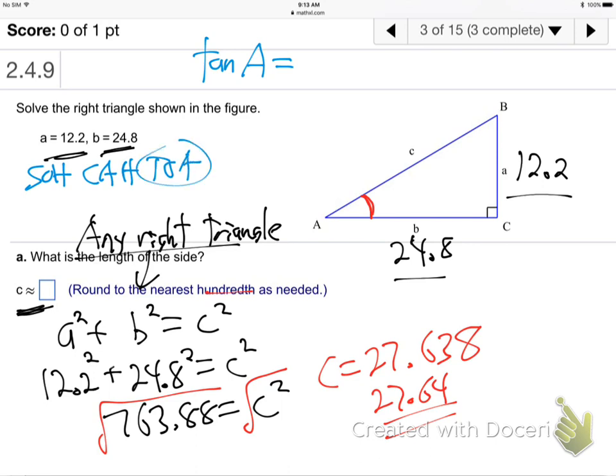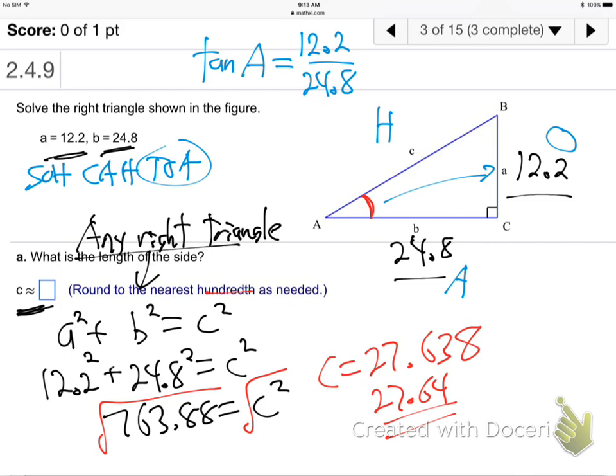Tangent is opposite over adjacent, right? This is the opposite and this is the adjacent, and this is the hypotenuse. So opposite would be 12.2 over 24.8. Does that make sense there? The tangent of A is opposite over adjacent, 12.2 over 24.8.